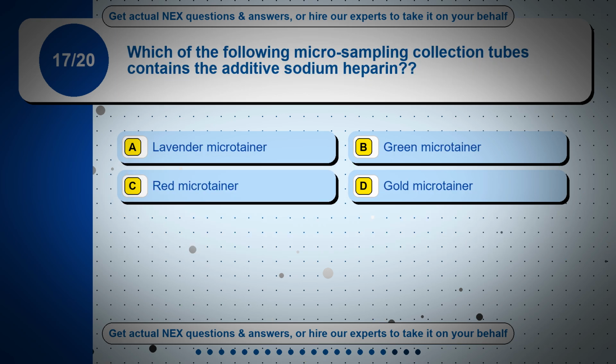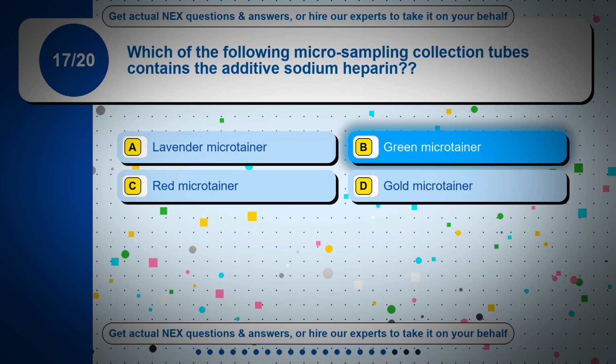Question 17. Which of the following microsampling collection tubes contains the additive sodium heparin? Option A, lavender microtainer. Option B, green microtainer. Option C, red microtainer. Option D, gold microtainer. The correct answer is option B, green microtainer.